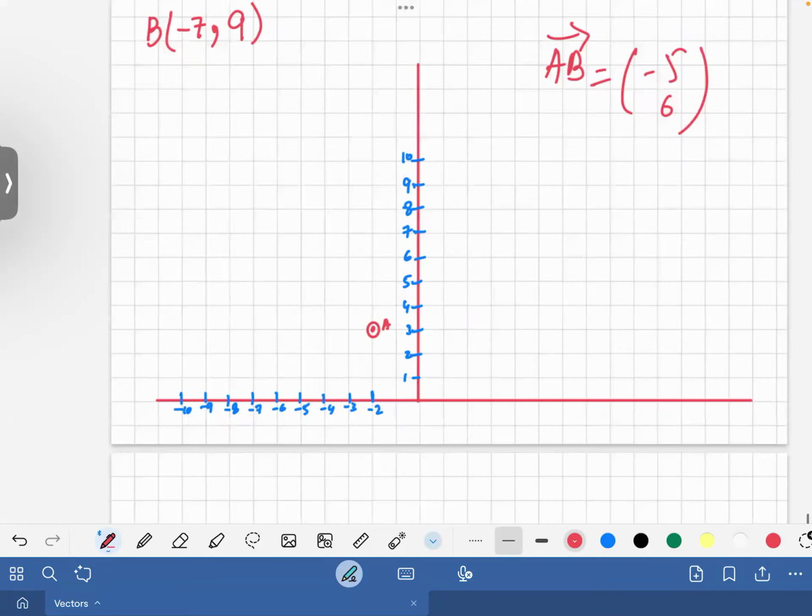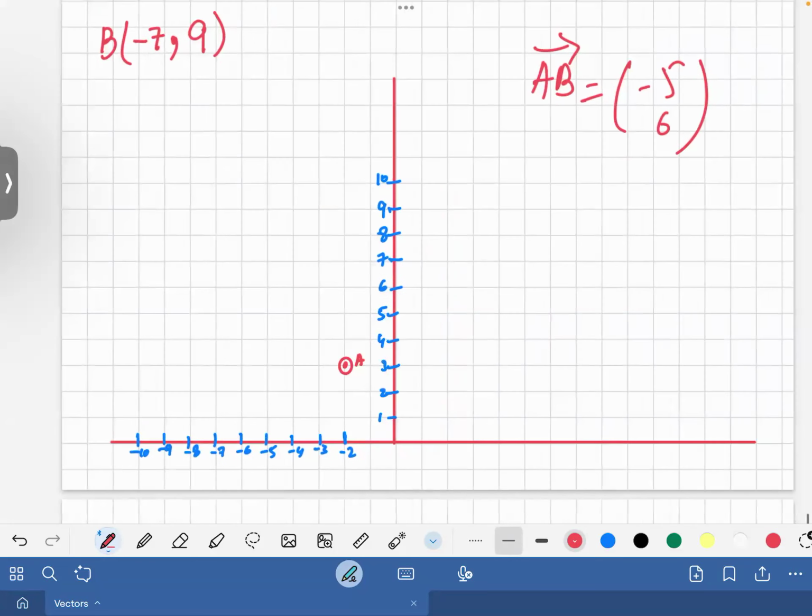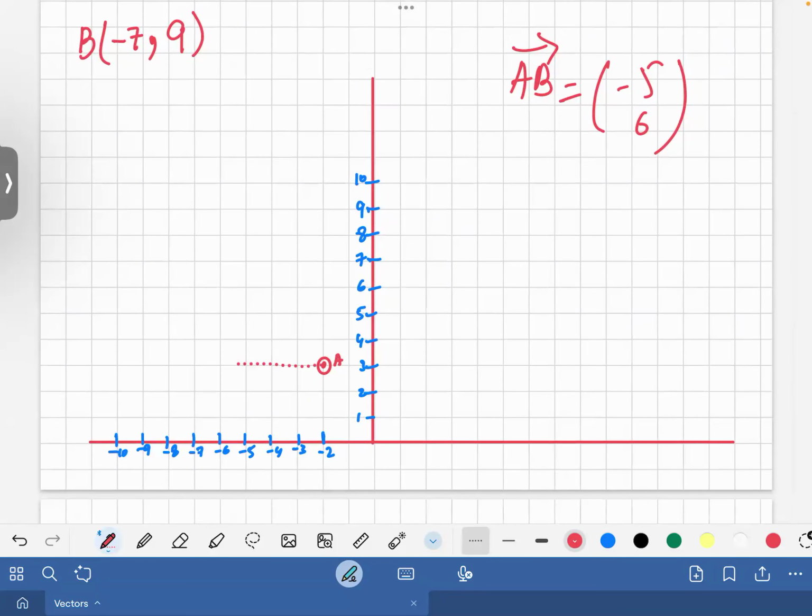So Ramin, I got the idea that -5 means 5 left. Agree or not? Yes or no? जी सर। And +6 means 6 up. 3 and 6 up. Understood? Ramin, can you tell me what is the coordinate here? सर -7 और 9। क्या ये हमने पहले लिखा था? जी। विदाउट ग्राफ लिखा था.